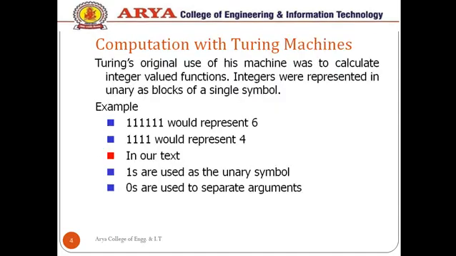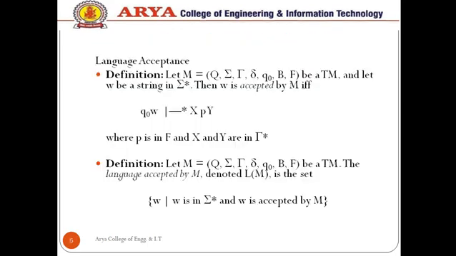Next, computation with the Turing machine. Turing originally used this machine to calculate integer value functions. Integers are represented in unary as a block of a single symbol. For example, if we represent 6, it can be represented by 1 1 1 1 1 1. For the value 4, we write 1 four times. In our text, ones are used as the unary symbol and zeros are used as the separator between arguments.